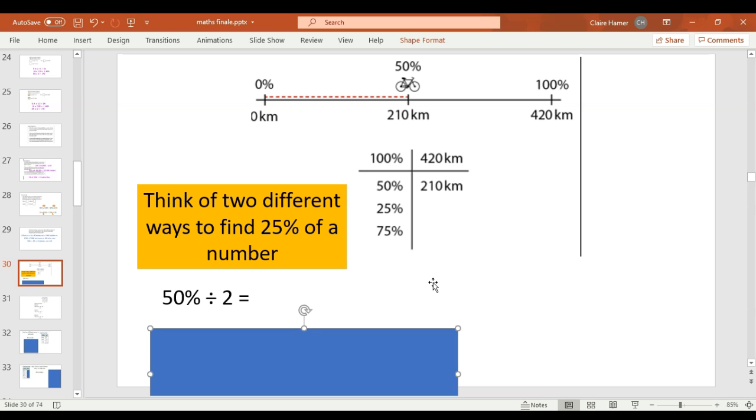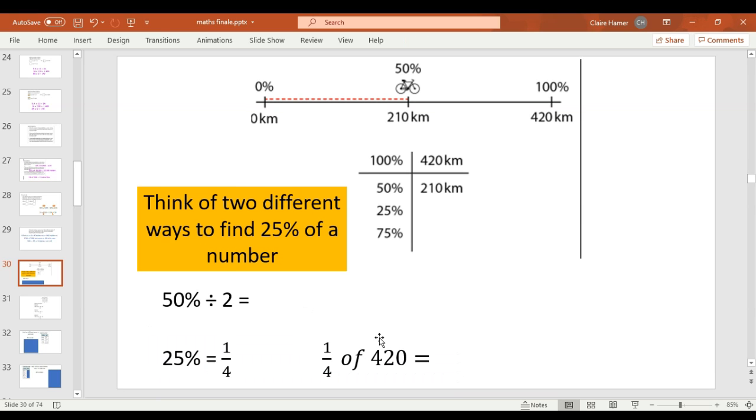So the other way that I've written down, I know that 25% is the same as a quarter. Okay, so you could have done 420 divided by 4, then multiply by 1, but that will leave you with the same answer. So you could have just divided by 4. So it's up to you. Sometimes that might be easier, but sometimes it's good to understand there are different ways of getting to the answer.